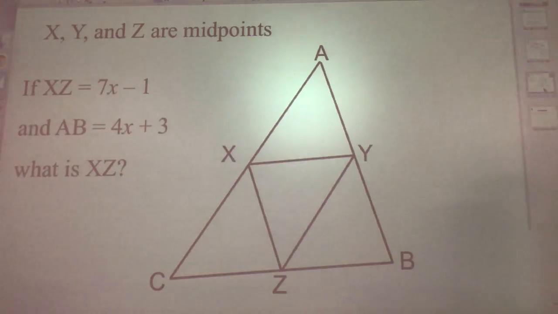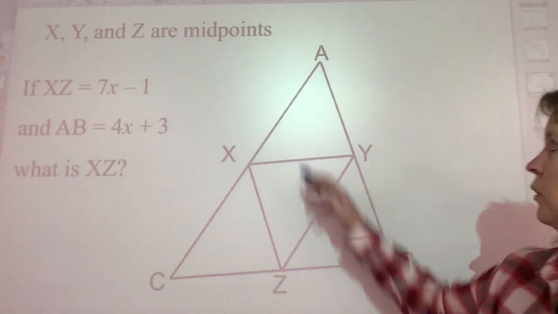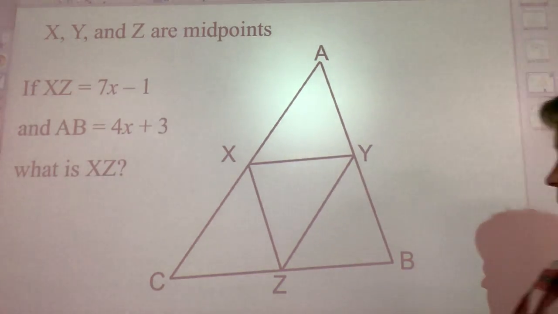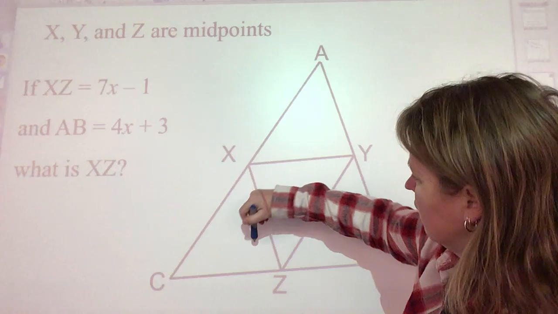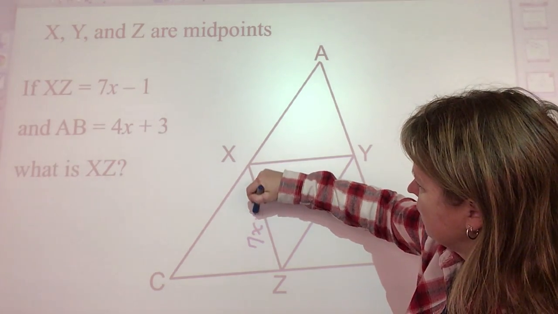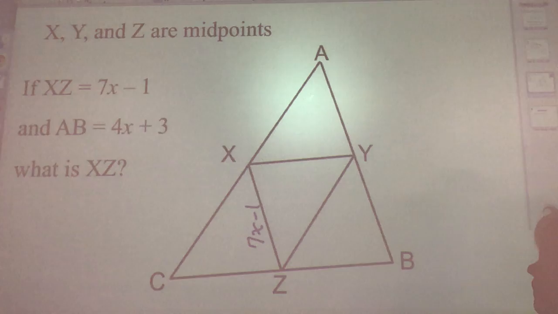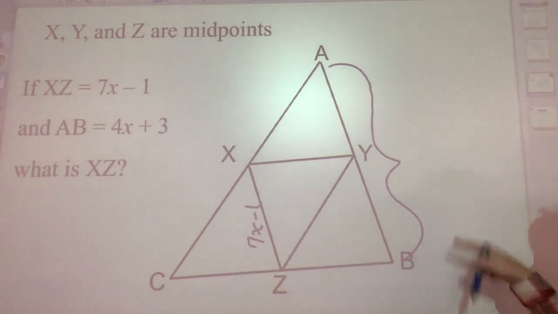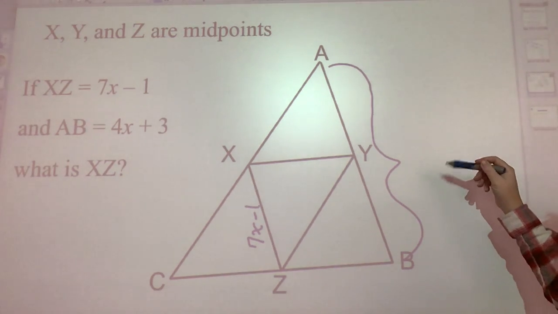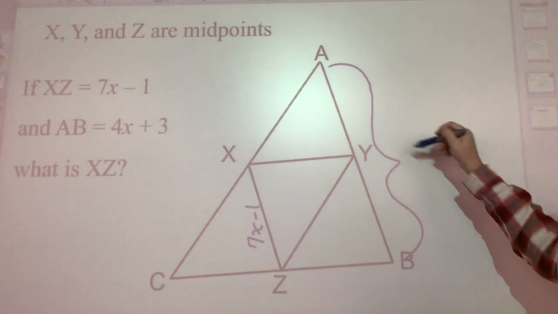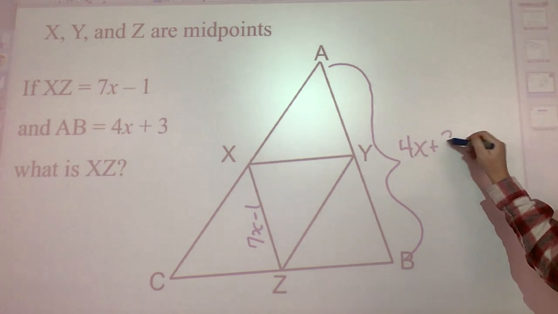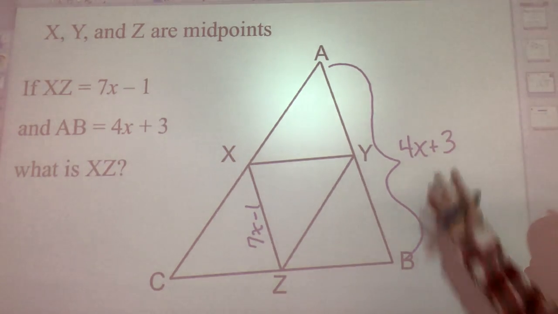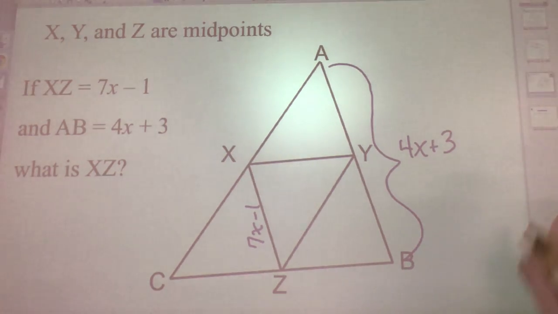One more diagram. Again, pause it if you need to write this down. X, Y, and Z are midpoints. If you want to make your tick marks in there, you can, but otherwise you have it in the givens. If the measure of segment XZ is 7x minus 1, and the measure of segment AB, ooh, look at that. That was a really good one. Can you draw that? I never could when I was younger. AB. How big is AB? 4x plus 3. If we know that, we need to find the measure of segment XZ.